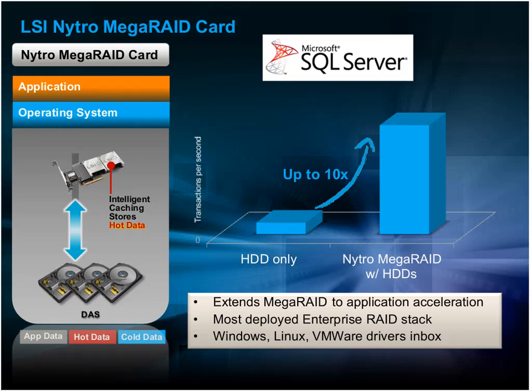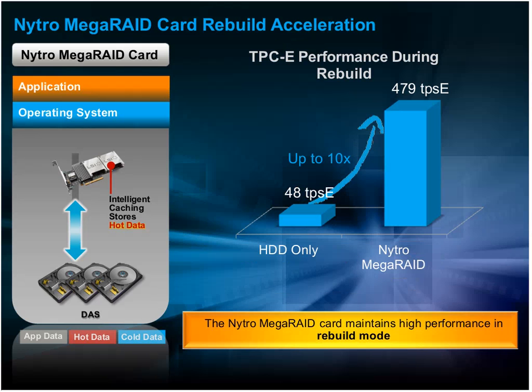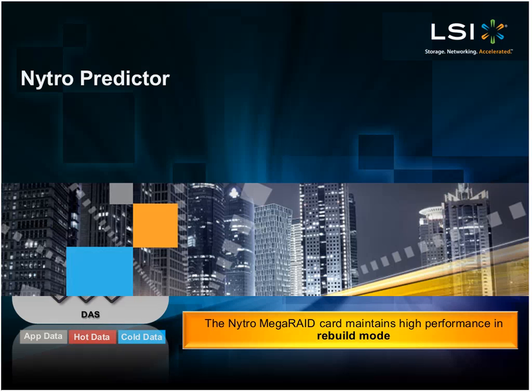The types of benefits you see are similar to the XD. TPC-E performance during rebuilds. This is another orthogonal benefit you get with Nytro MegaRAID as data is being served through the flash. It allows our RAID processors to manage rebuilds much faster.